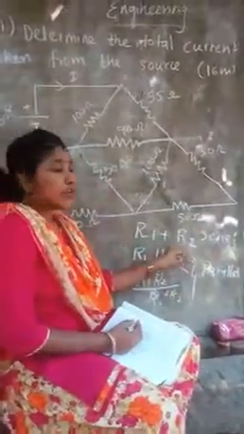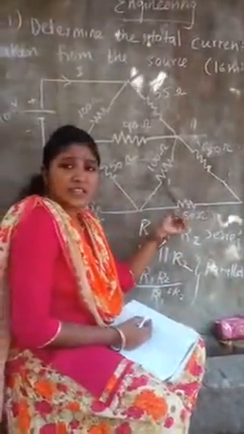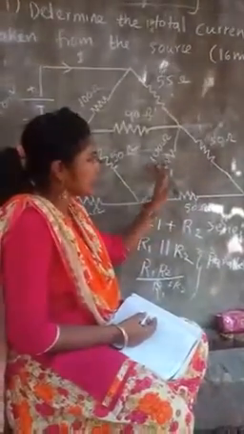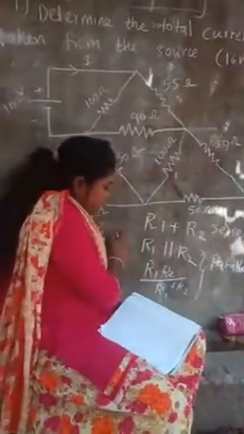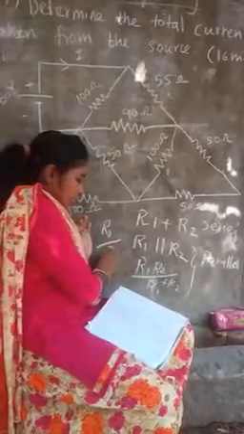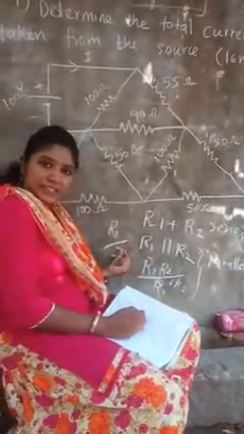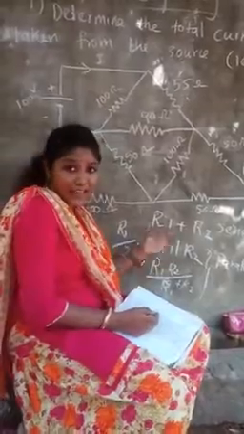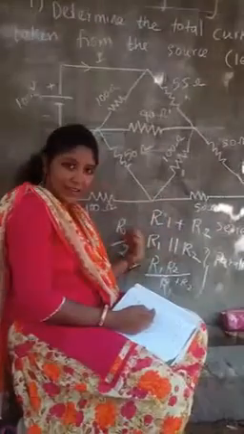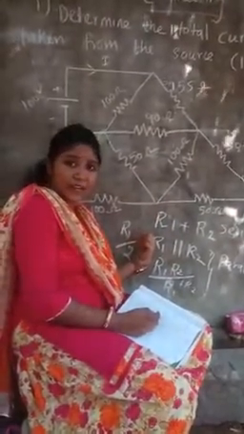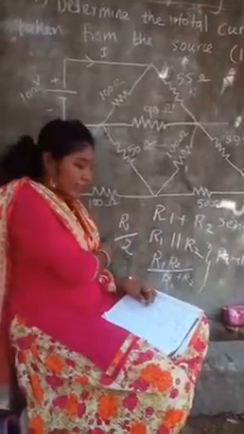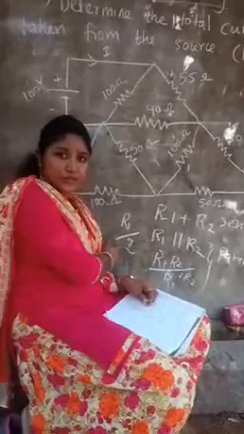Now when both resistances are the same, for example this 50 and this 50 are the same, then you have to divide that resistance by 2. This condition is applicable only for the parallel connection. When the resistances are connected in parallel and both resistances have the same value, you have to divide by 2.